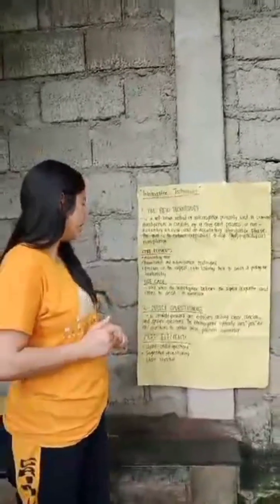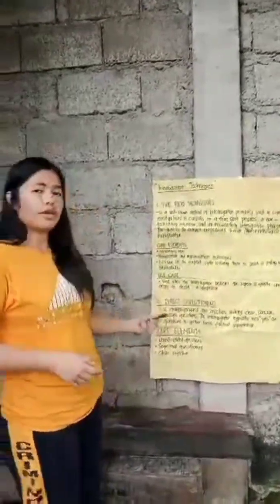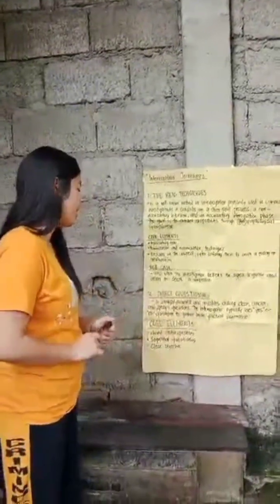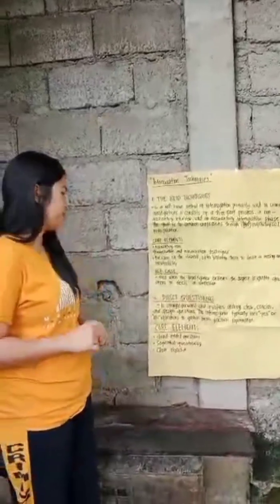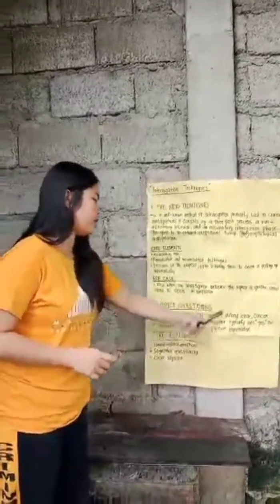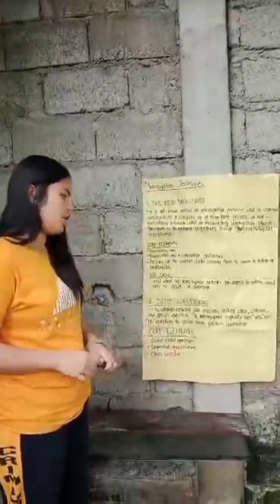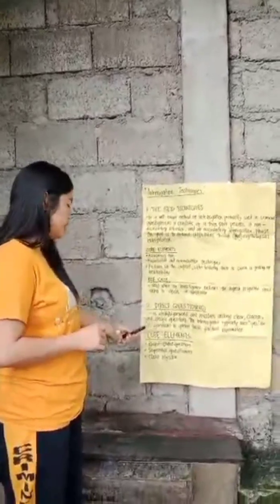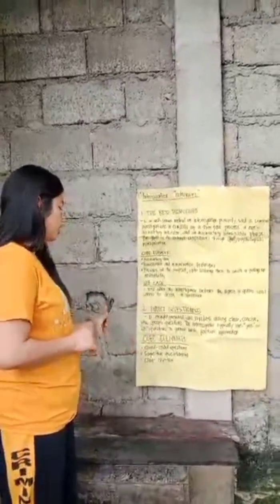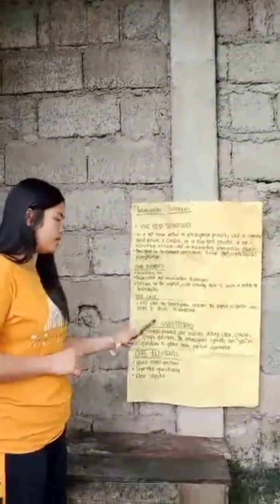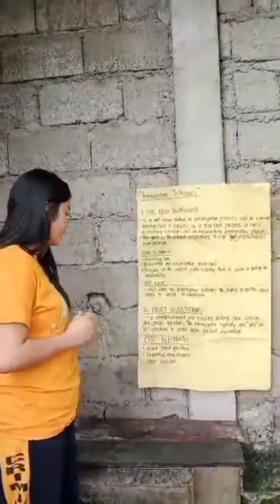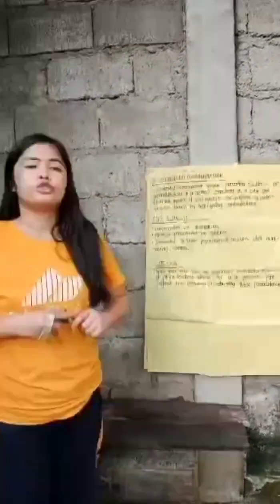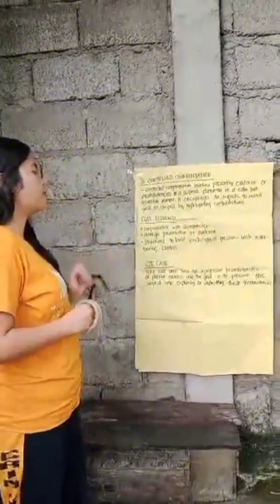Number two is direct questioning. Direct questioning is straightforward and involves asking clear, concise, and specific questions. The interrogator typically uses yes or no questions to gather basic factual information. These are the core elements of direct questioning. First is closed-ended questions. Second is sequential questioning. Third is clear objective. So the third technique is controlled confrontation.